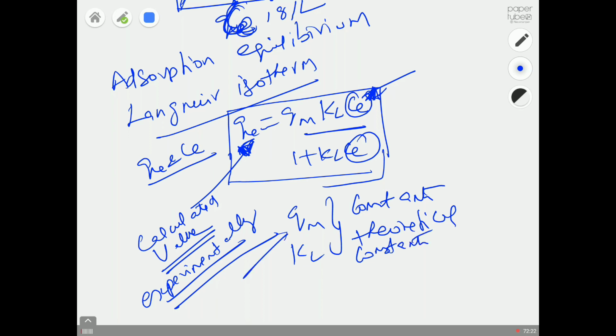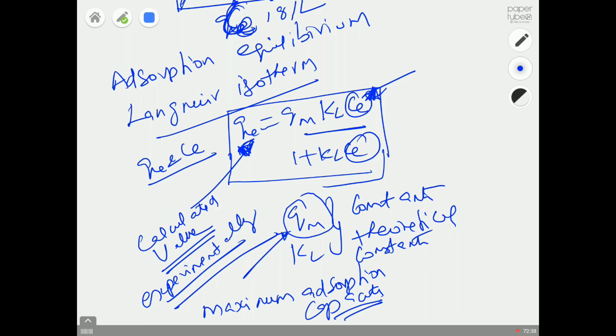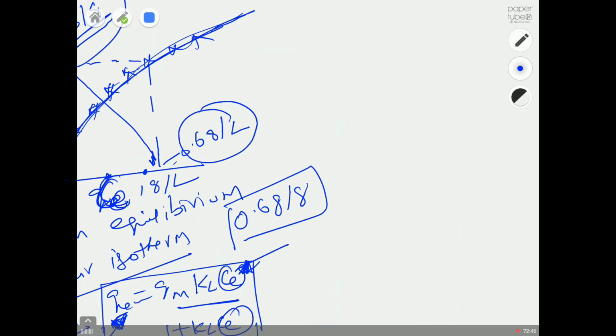QM is called the maximum adsorption capacity. This number QM is a constant, but it will tell you how much 1 gram of your material can take up, the maximum theoretical limit. If your QM value is 0.6 grams per gram, it means 1 gram of your adsorbent can adsorb a maximum of up to 0.6 grams. So it's a theoretical value. Obviously it can deviate from the real experimental value. So that's the meaning of that.